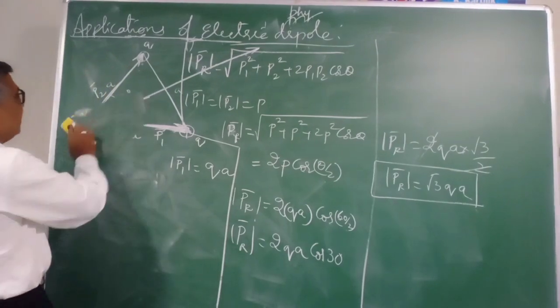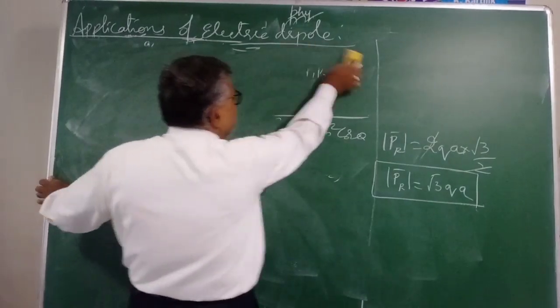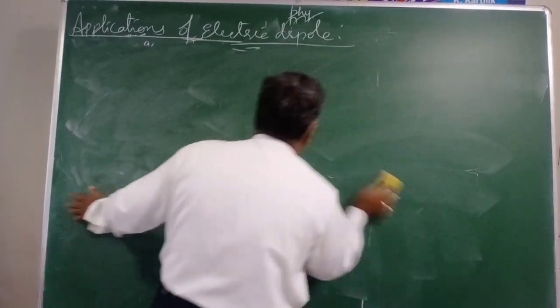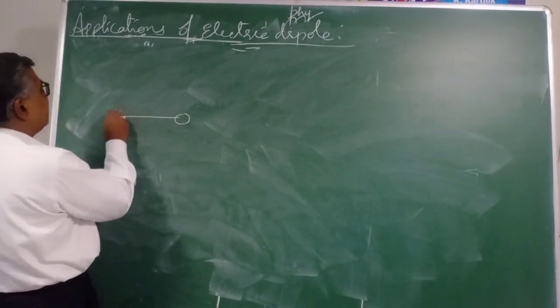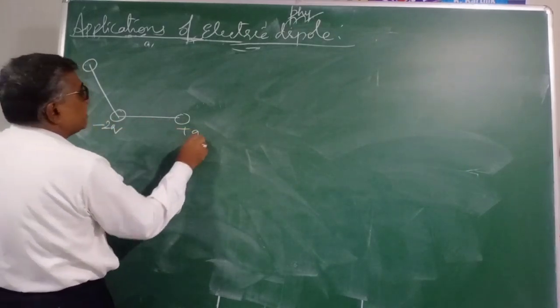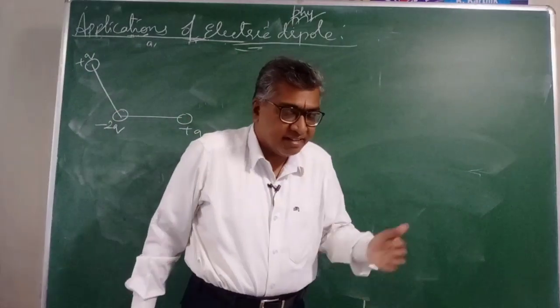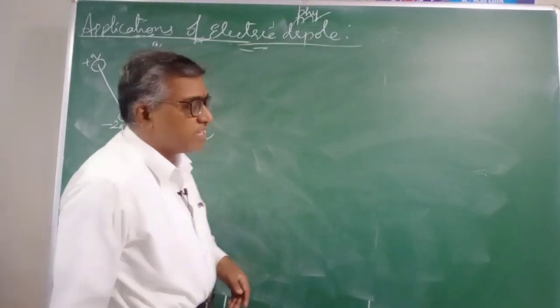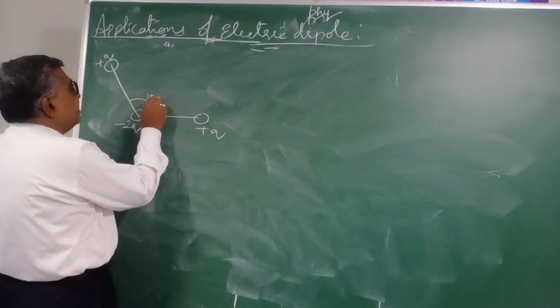Sometimes he'll even give you like this. Suppose same question. A system of three charges like this. This is minus 2q, this is plus q and plus q. Right? Now the angle is obtuse angle. Earlier we have taken acute angle. Now the obtuse angle. Let the angle between them be 120 degrees.